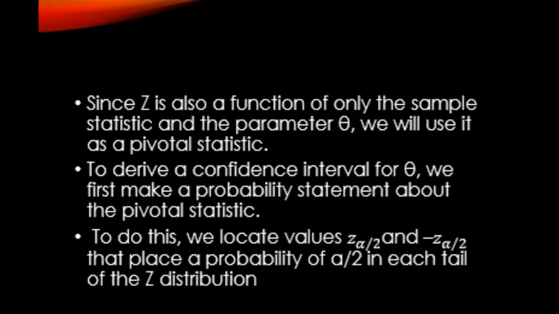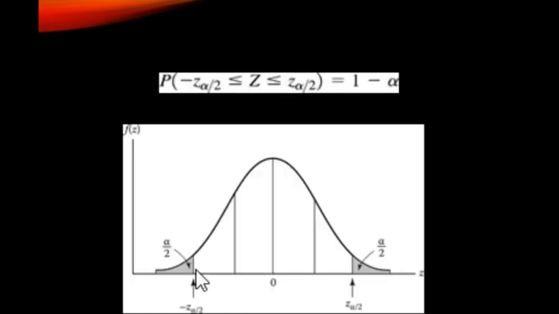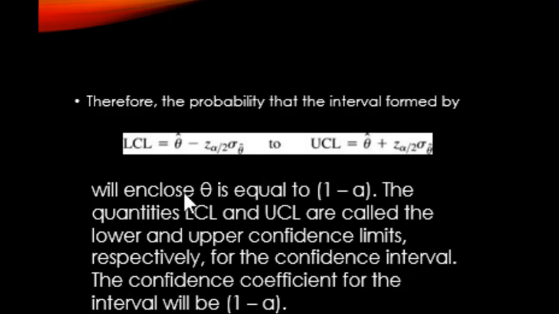So these two values here correspond to these two numbers here, this number and this number. So this will be our confidence interval. The lower limit, also called the lower confidence limit, can be calculated as theta hat minus Z alpha by 2 times sigma theta hat. And the upper limit will be theta hat plus Z alpha by 2 sigma of theta hat. And this will give us a confidence interval with a confidence coefficient of 1 minus alpha.